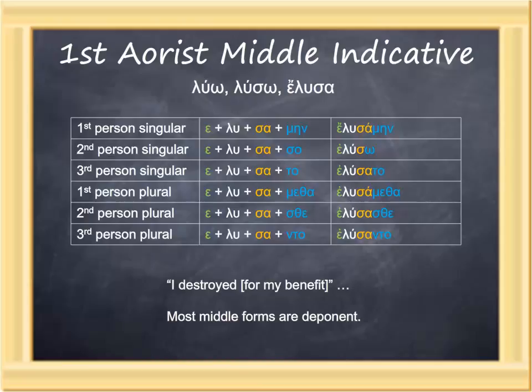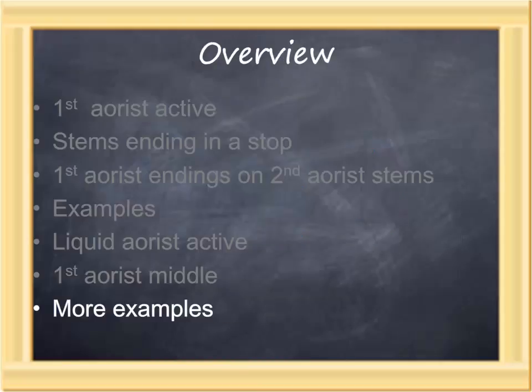The third singular is elisata. The first plural is elisamatha. Elisaste is the second person plural, and elisanta is the third person plural. Again, some examples will help cement our understanding of these two forms, the liquid aorist actives and the first aorist middles.